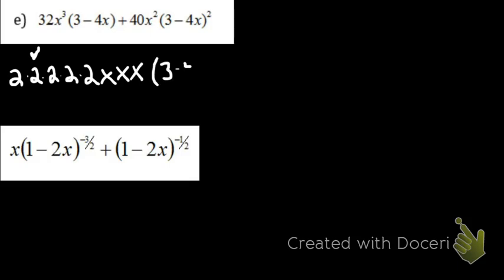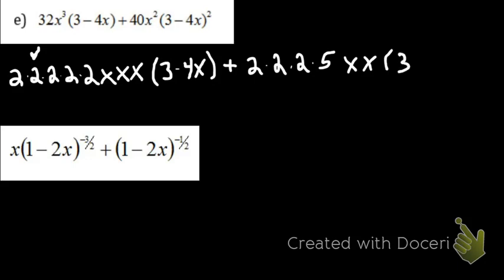So 32, that's going to be 2 to the 5th. So 2 times 2 times 2 times 2 times 2. Alright, and then times x cubed. That's going to be xxx. And then times 3 minus 4x. Alright, so that's expanded completely. And then plus 40x, which would be 2 times 2 times 2 times 5 times x, and then times 3 minus 4x times 3 minus 4x. Alright, so now these are expanded completely.